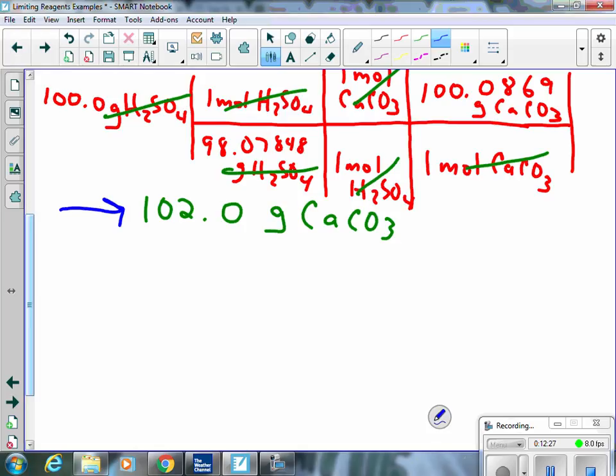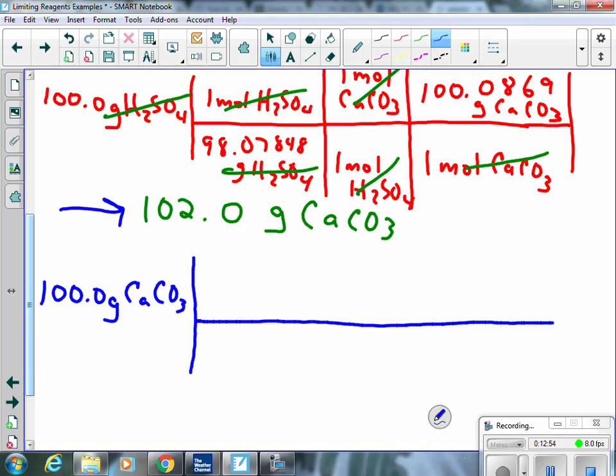Do I take 102 grams of calcium carbonate? No, because that's not what I have, right? How much calcium carbonate do I have? 100. So I'm going to take 100 grams of calcium carbonate, and I'm going to go mass to mass to calcium sulfate, because that's what they wanted me to find. So, do that.